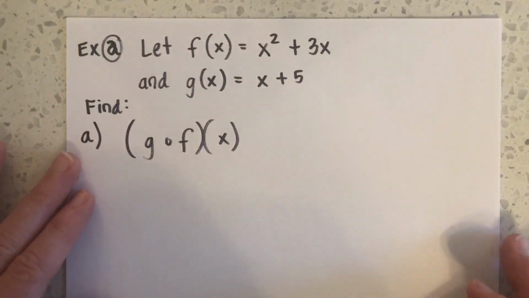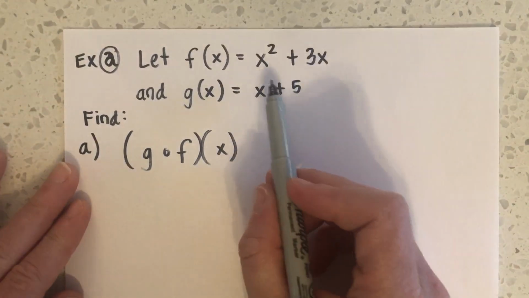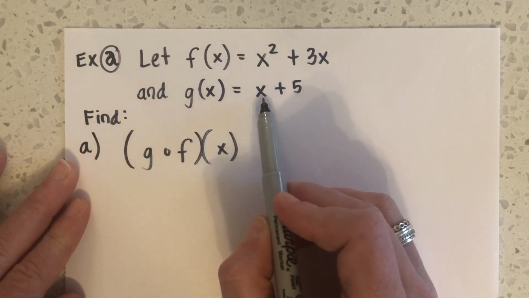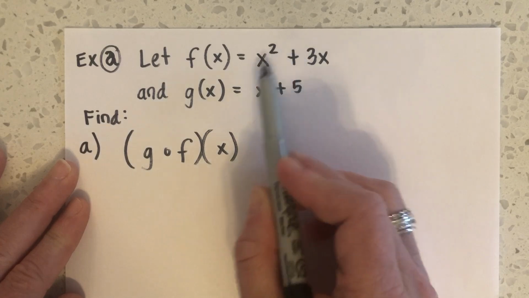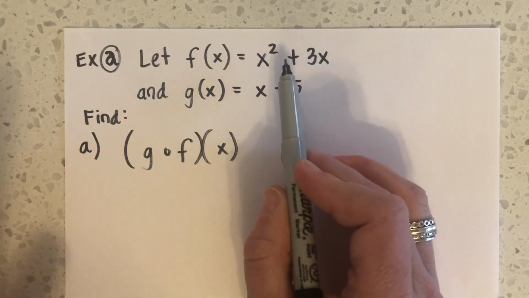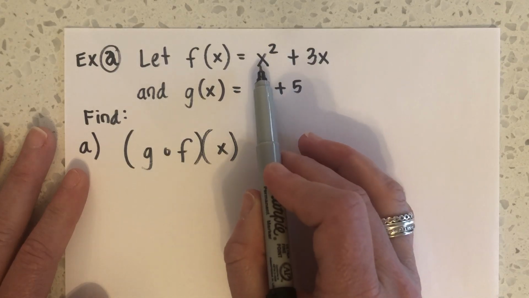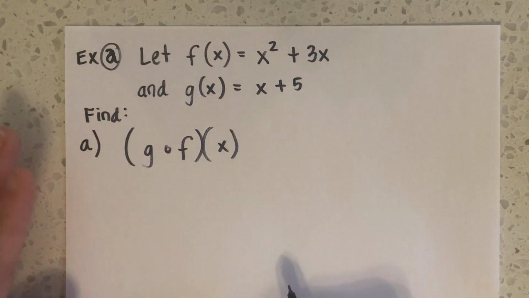All right, ready? Look at this one. Now they say, let f of x equal x squared plus 3x, and let g of x equal x plus 5. Okay, so now we have a squared expression, so it gets a little bit more complicated. And notice this function has 2 x's in it, so you have to plug in for this x and that x.